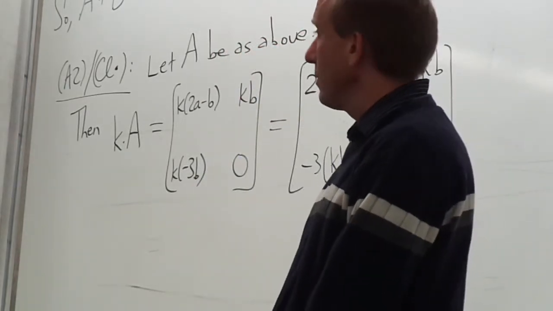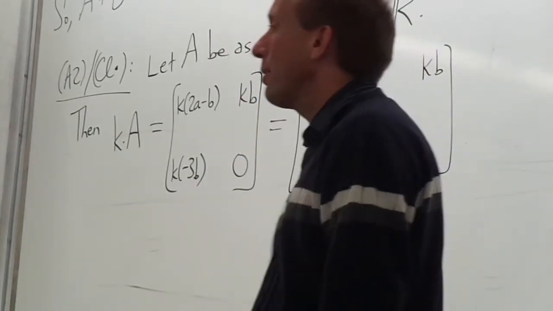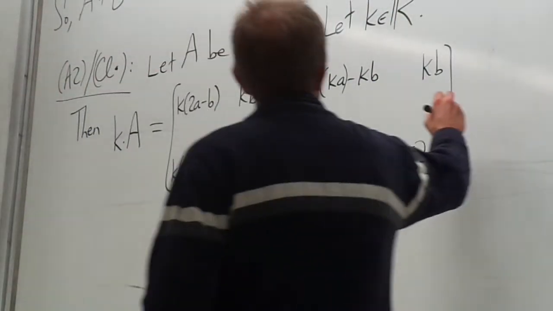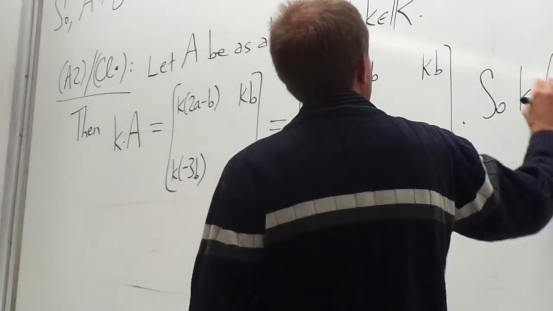It has the same form as us. Yeah, but we're not going to write that all out on the paper. What do we actually want to say? K times A is an element of S. A is an element of S, so K times A is an element of S.